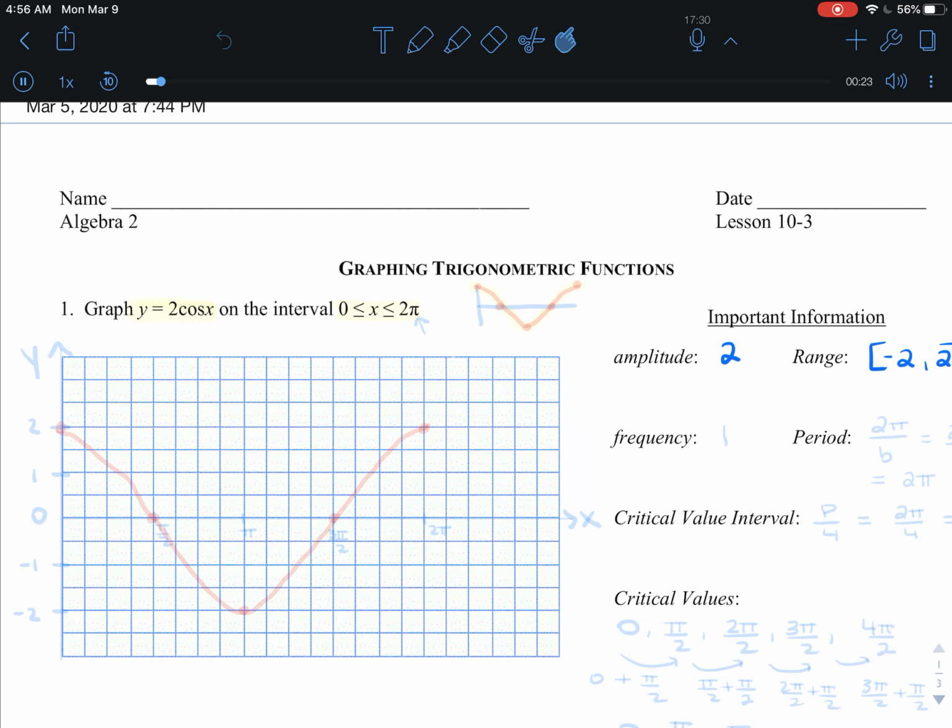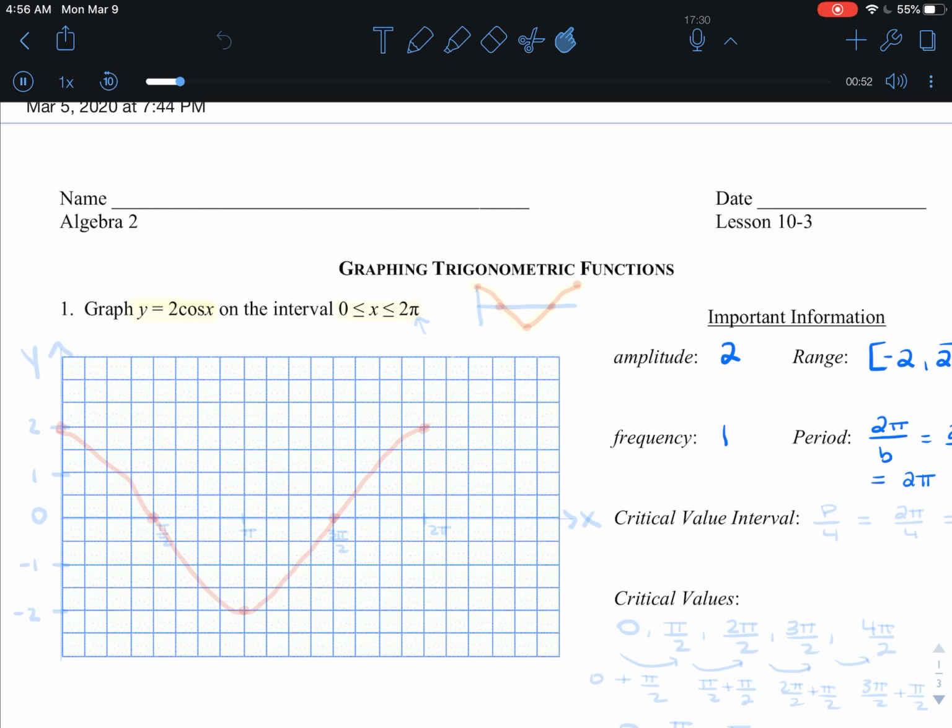Now, if we want to know the frequency, we look at the number in front of our angle. Since x doesn't have any number visible, we know that the frequency is just a value of 1. And the period is 2 pi divided by that value. So the period is 2 pi over frequency, which in this case is just 2 pi over 1, which will just give us a period of 2 pi. So that tells us how long it's going to take for our function y equals 2 cosine x to have one complete cycle.